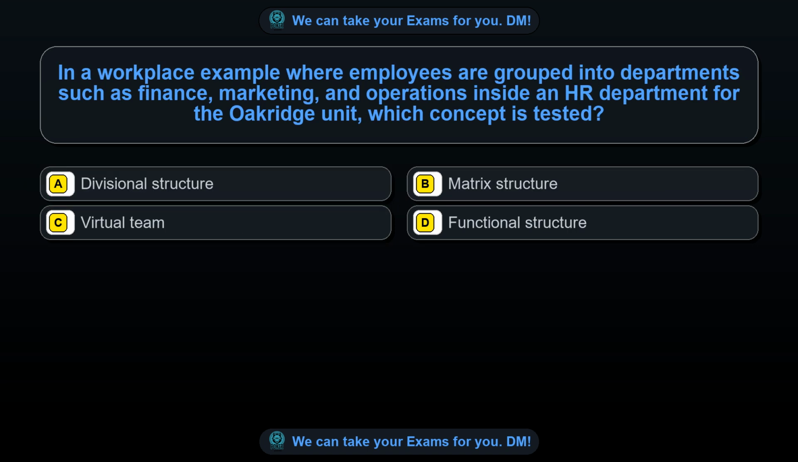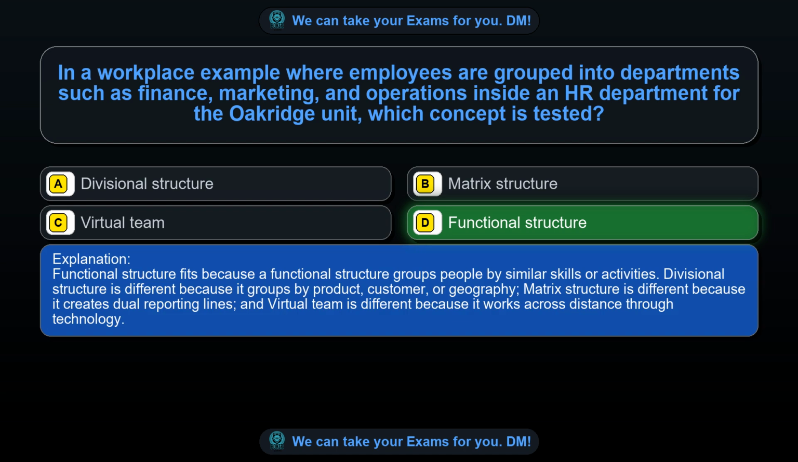Question 57. In a workplace example where employees are grouped into departments such as finance, marketing, and operations inside an HR department for the Oak Ridge unit, which concept is tested? Option A, divisional structure. Option B, matrix structure. Option C, virtual team. Option D, functional structure. The correct answer is option D, functional structure.